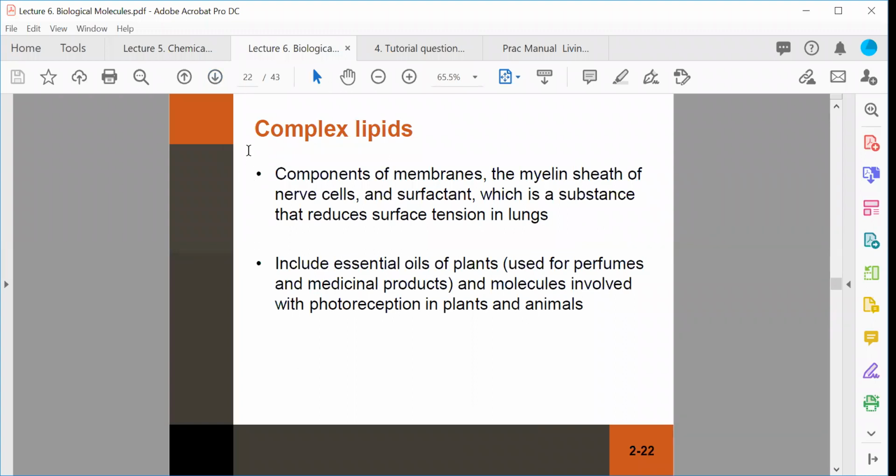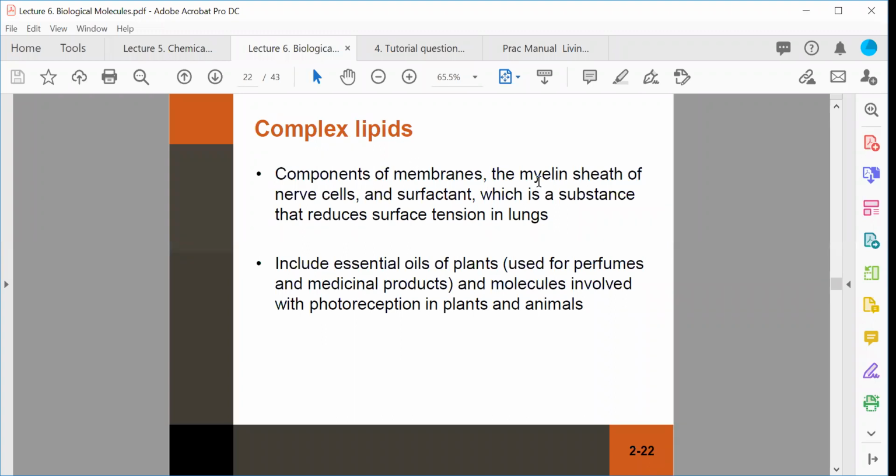All right, now let's move on to the complex lipids. Where are the complex lipids found? They form incredibly important components of cell membranes. So we're talking about cells that make up the body of a plant and make up the body of an animal. And each of those cells are surrounded by biological membranes, which are absolutely full of these complex lipids.